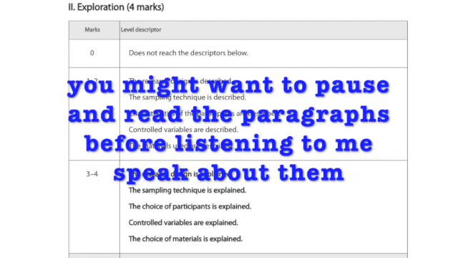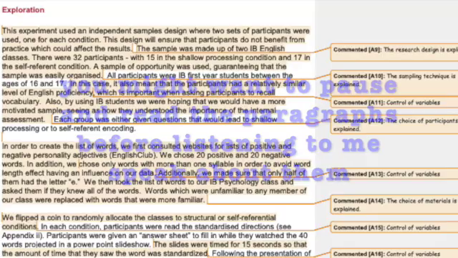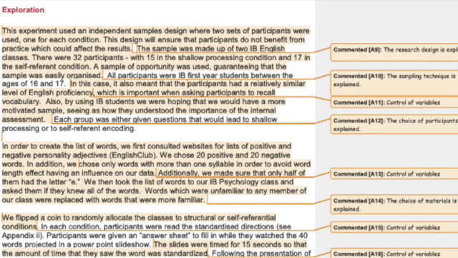So now we're going to go into the essay to look at a real life example. This essay did get 22 out of 22 marks. It will be linked down below. So here this student has written a bunch of paragraphs that sort of mixes all the concepts. In this first paragraph they talk about research design, sampling technique, and choice of participants.